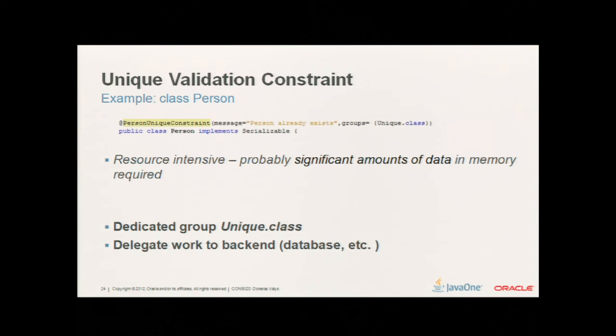Those operations are normally resource intensive, so it's good practice to define a separate group for such operations, because you might not always want to enforce them, probably only once on some layer. It depends on your business needs. So we want to check if a person exists and design a custom bean validation constraint, call it the person unique constraint, provide a message for the constraint violation, and enforce it in the group unique.